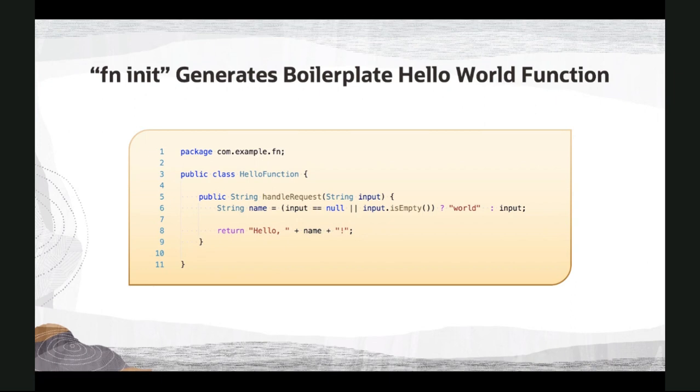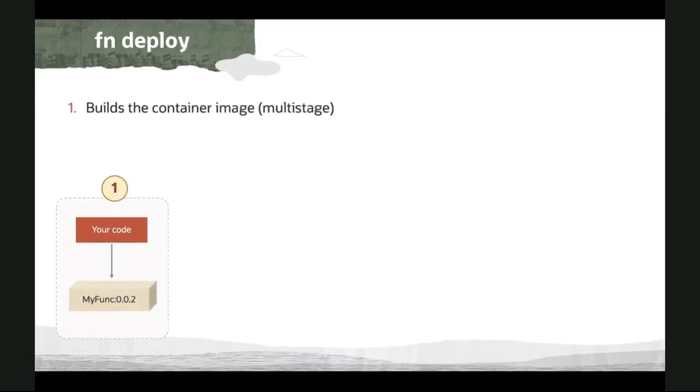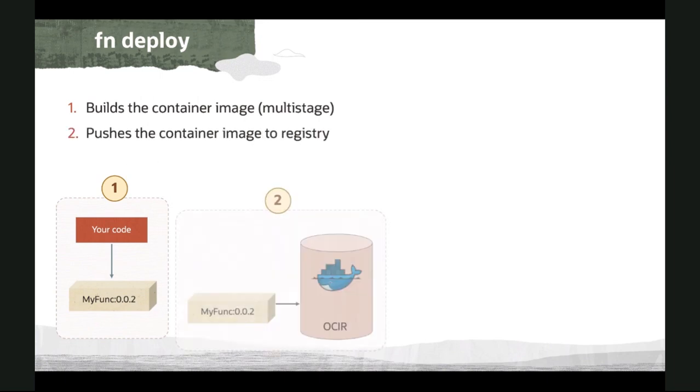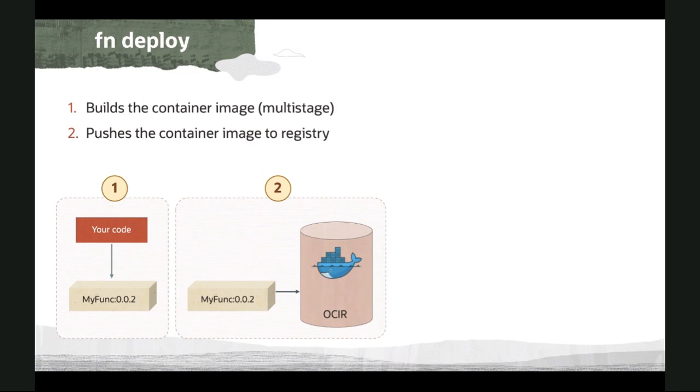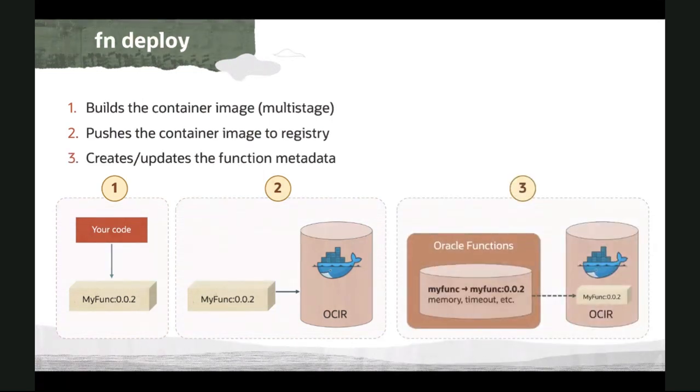In this example, we have given Java as the runtime language, and you can see the generated boilerplate Java hello world function. Let's look at the fn deploy command. The fn deploy builds the container image using a multi-stage Docker build. It pushes the container image to a registry, in this case the OCI container registry or OCIR, and then it creates or updates the function metadata where it keeps a pointer to the function image in OCIR.